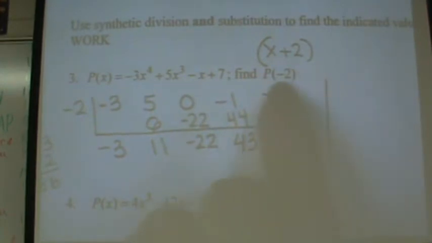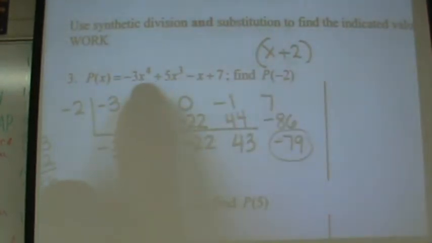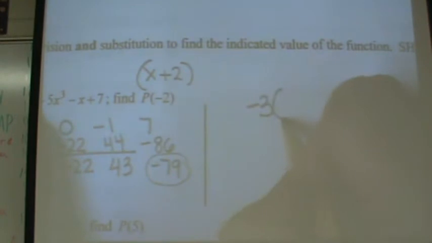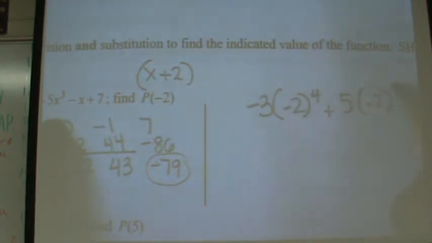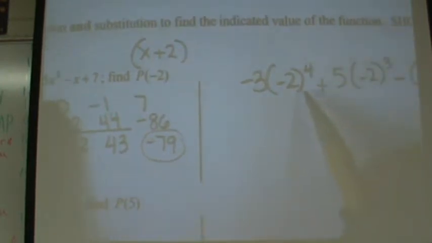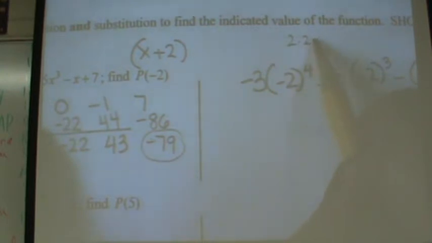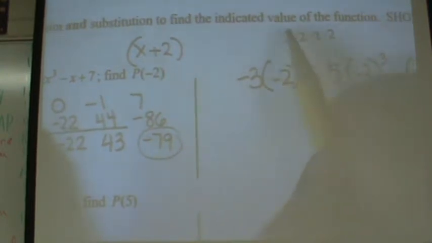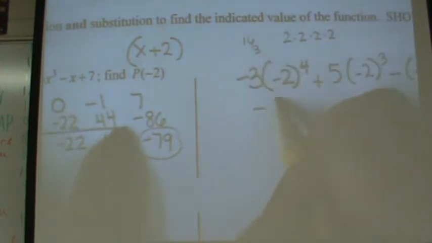Now if you evaluate, if you put a negative 2 in here, so you do negative 3 times negative 2 to the 4th power plus 5 times negative 2 cubed minus negative 2 plus 7. Well, 2 to the 4th power: 2 times 2 is 4, times 2 is 8, times 2 is 16. So this is 16, it's going to be positive, times negative 3 is negative 48.